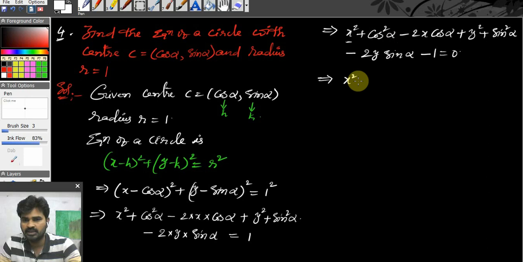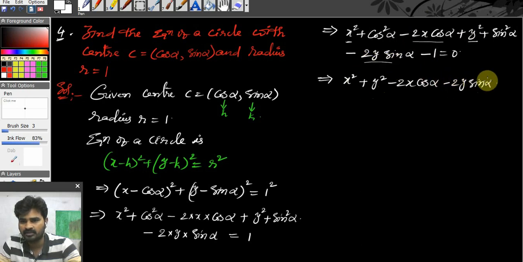So x square, next the y square term, only one y square is there. Next you need to write the x term. Here the x term is minus 2x cos alpha. Next the y term is minus 2y sin alpha. Next the constant terms. What are the constant terms here? Cos square alpha plus sin square alpha, next minus 1, is equal to 0.